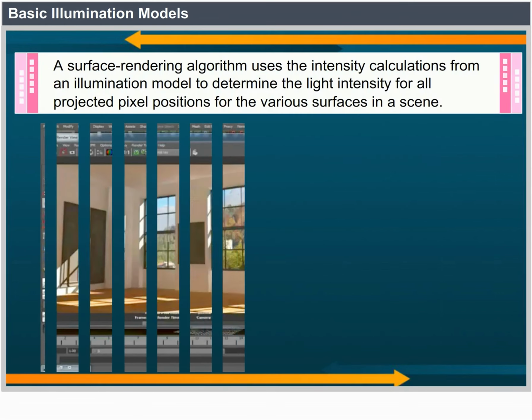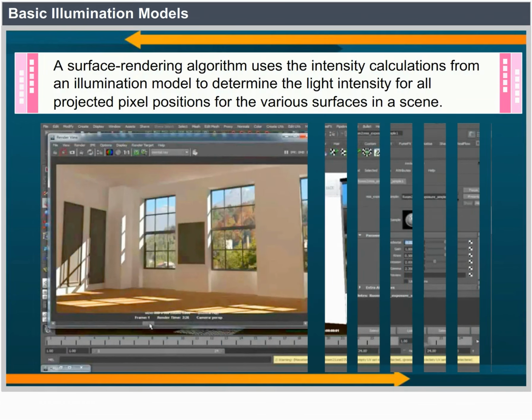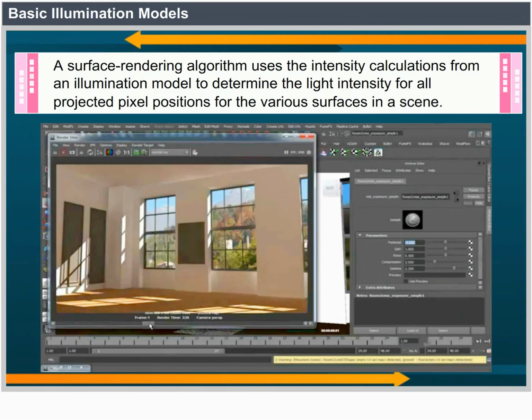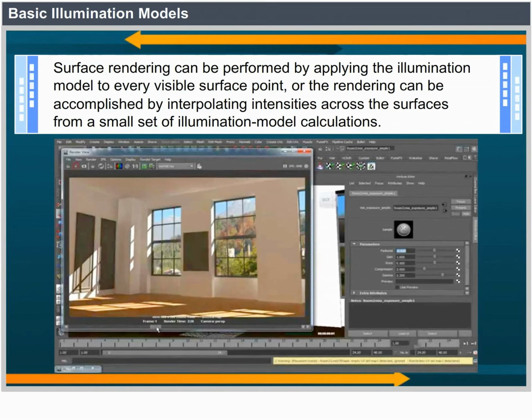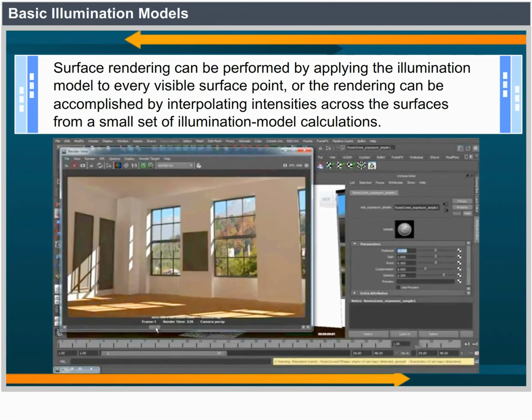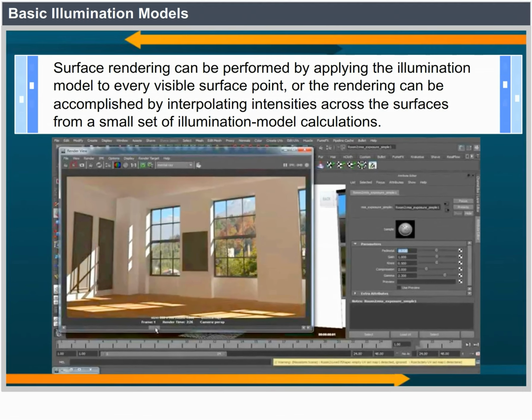A surface rendering algorithm uses the intensity calculations from an illumination model to determine the light intensity for all projected pixel positions for the various surfaces in a scene. Surface rendering can be performed by applying the illumination model to every visible surface point, or the rendering can be accomplished by interpolating intensities across the surfaces from a small set of illumination model calculations.